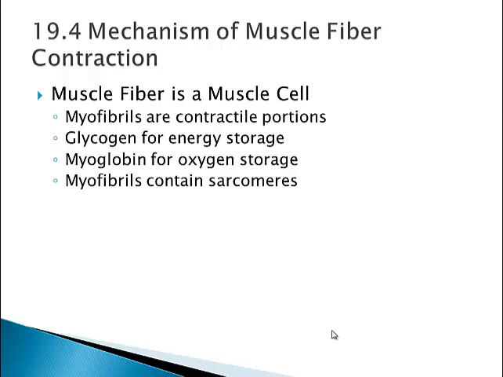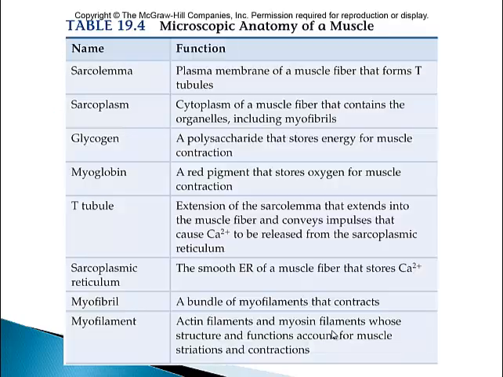Sarcomeres are contractile units. The plasma membrane of the muscle fiber, or muscle cell, is known as the sarcolemma, and the cytoplasm is the sarcoplasm. The endoplasmic reticulum is known as the sarcoplasmic reticulum in muscle cells. So you can see the same cellular components with a different name. Table 19.4 lists those names and also the function.